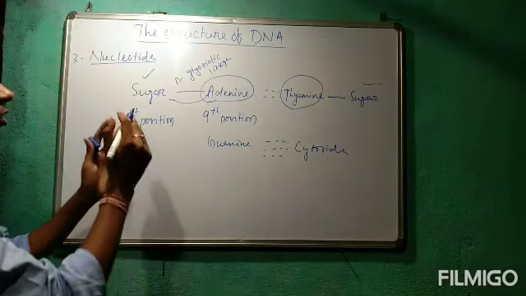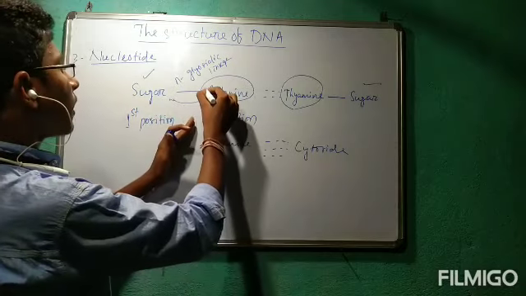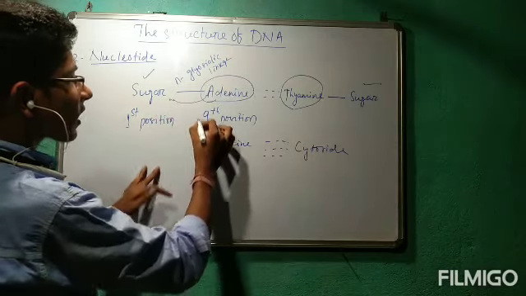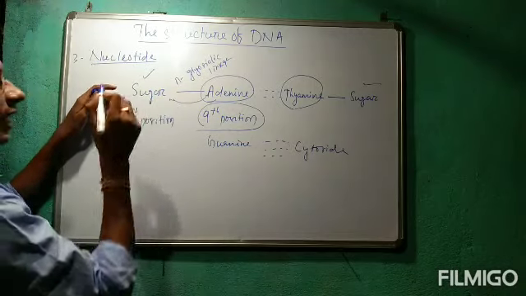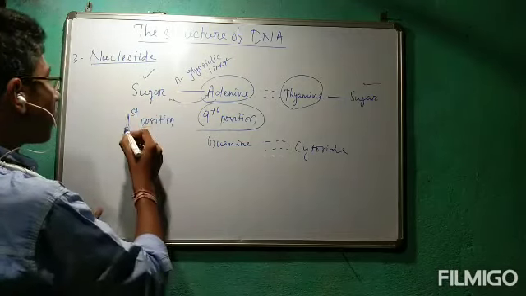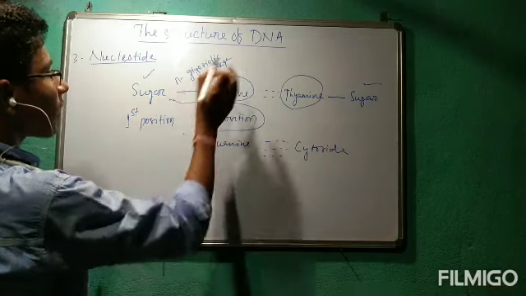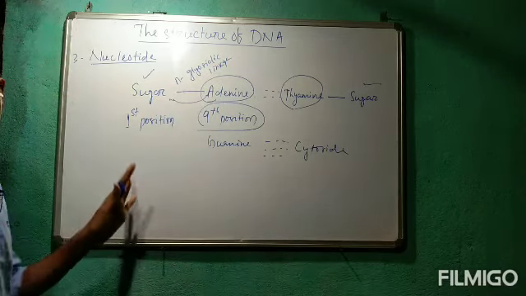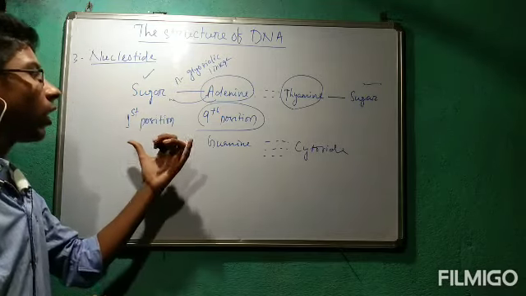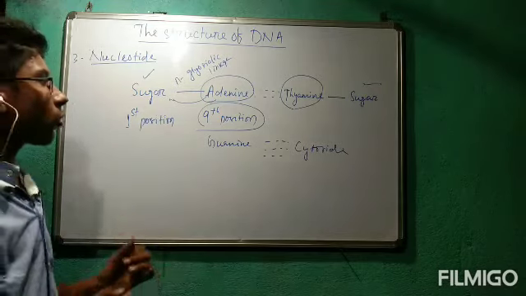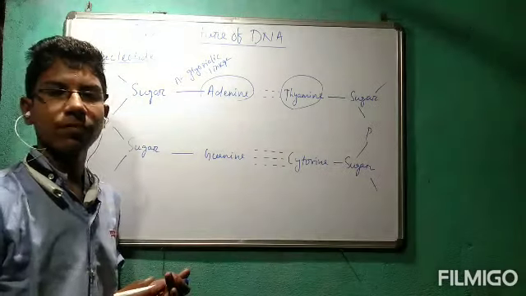Here adenine is connected by the N-glycosidic linkage at the 9 position, and the sugar carbon is linked with the N-glycosidic linkage at the first position. It also comes in the exam as a question. Most important question also comes in the exam in this part.